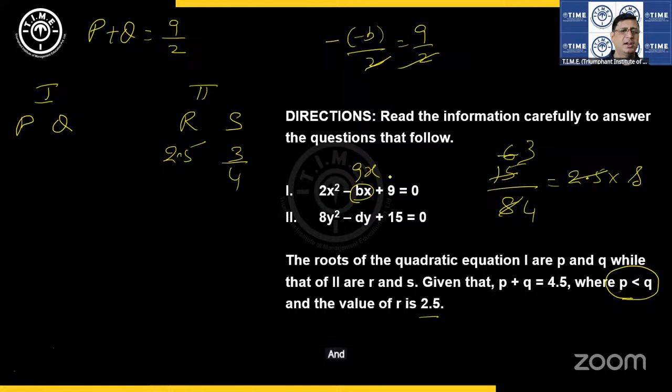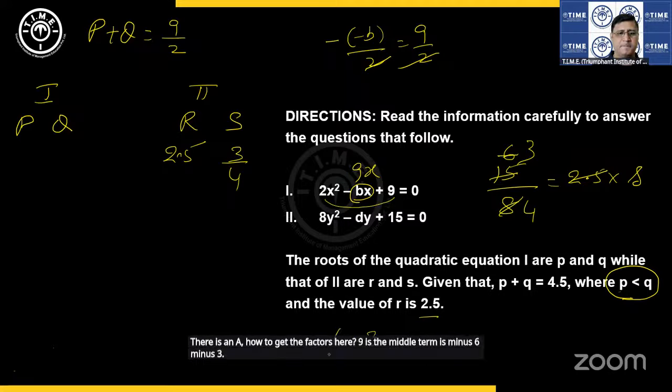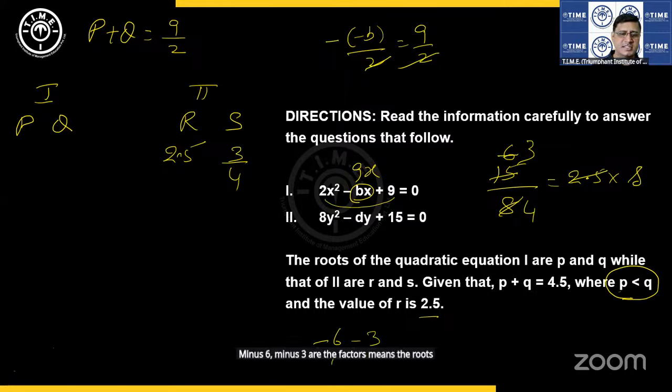Now find out the value of P and Q. The equation is 2x square minus 9x plus 9 is equal to 0. 2 into 9, that is 18. How to get the factors here? 9 is the middle term, split as minus 6 minus 3. The roots are 6 and 3 divided by the coefficient of x square. That is 6 by 2, that is 3, and 3 by 2, 1.5.